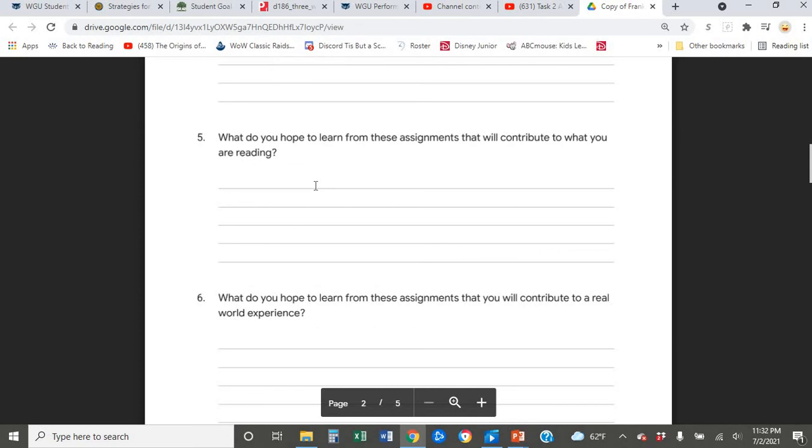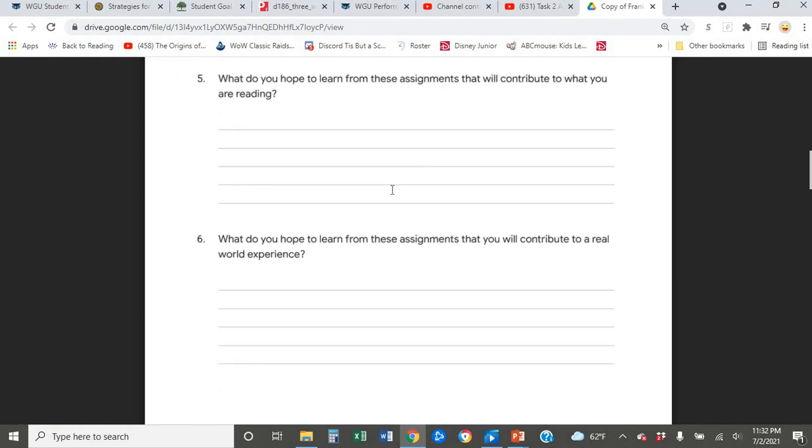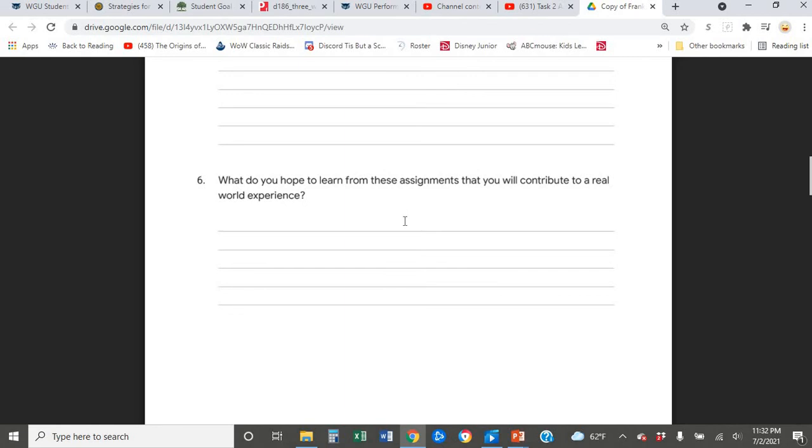Question number 5 gets into some bit of the context. This is your goal attainment question because it forces the students to think about what they're hoping to get out of the assignments. Like it says here, what do you hope to learn from these assignments that will contribute to what you're reading? So again, it's a metacognition question, but it forces the students to think about the goals that they have for their reading.